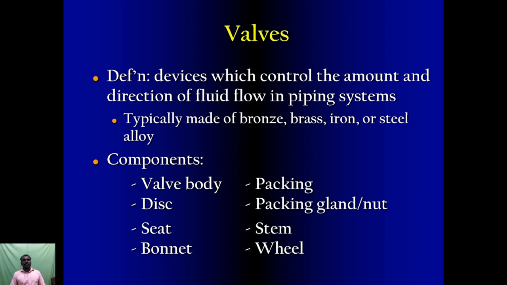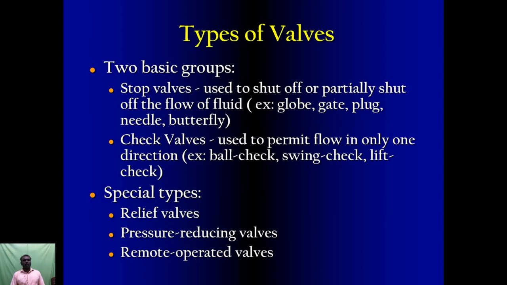Next, valves. A valve is a device which controls the amount and direction of fluid flow in a piping system. Typically, it is made of bronze or brass, iron or steel alloys. The main components of valves are the valve body, packing, clamp nuts, disc, seat, stem, bonnet and wheel. Then we have two basic groups of valves. First one is stop valves, then the second is check valves. Stop valves are used to shut off or partially shut off the fluid flow. Examples: globe, gate, plug, needle and butterfly valves. In the second type, we have check valves, which permit the flow in only one direction. Examples: ball check valve, swing check valve, lift check valve, etc.